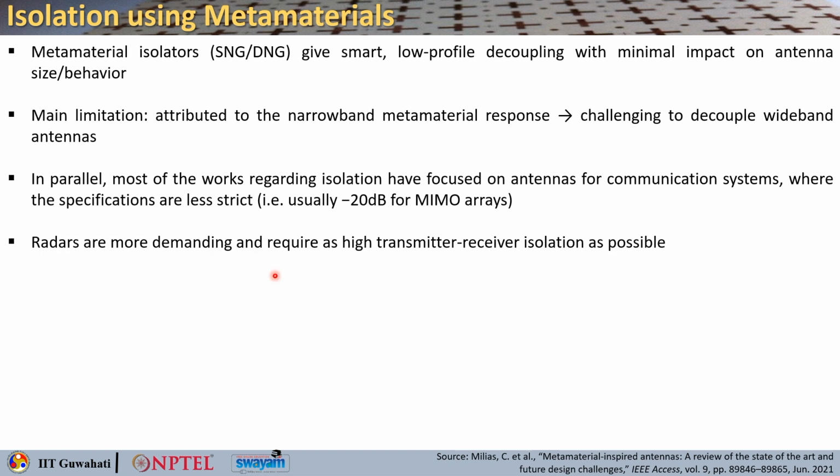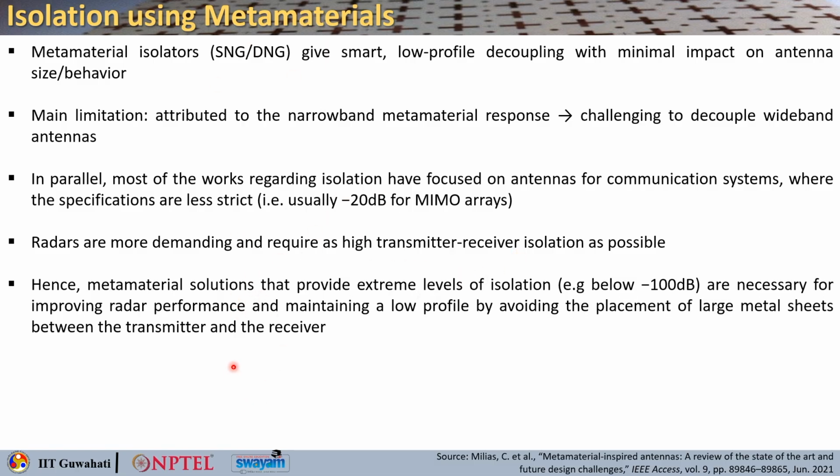Radars on the other hand are more demanding, and they require as high transmitter receiver isolation as possible. So, you can basically think of this kind of metamaterial solutions to provide extreme levels of isolation, okay, even below -100 dB, where it is necessary to improve the radar performance while maintaining a low profile by avoiding placing large metal sheets between antenna and receiver. So, that is where metamaterial can play a big role. So, with that we conclude this lecture. Next we will be discussing negative index metamaterials.